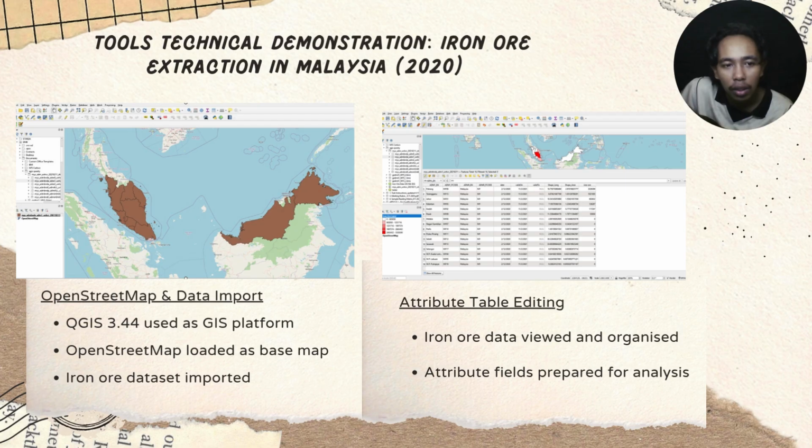The iron ore data set for the year 2020 was then imported into QGIS using the add data function. This step allowed the spatial data to be displayed and prepared for further processing.